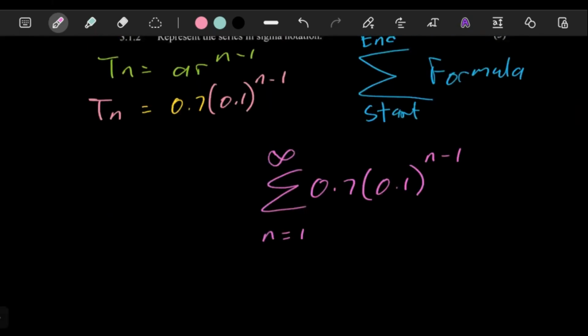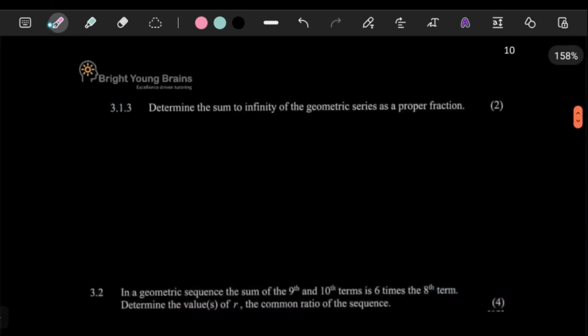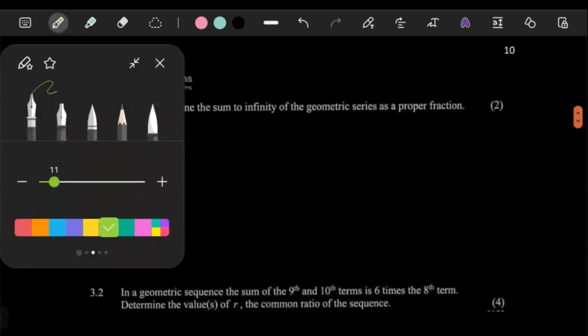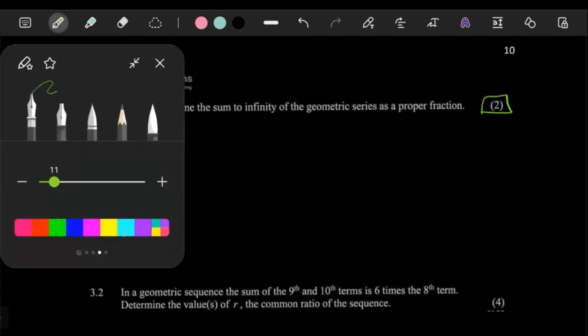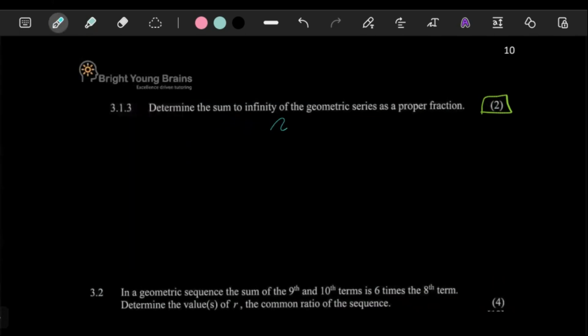Nice and dandy. The next one, 3.1.3. What does 3.1.3 say? 3.1.3 for 2 marks says determine the sum to infinity of the geometric series as a proper fraction. Determine the sum to infinity of the geometric series. So we then need to get the sum to infinity.